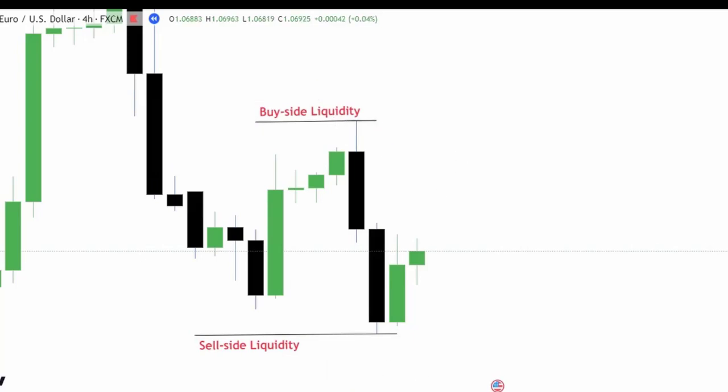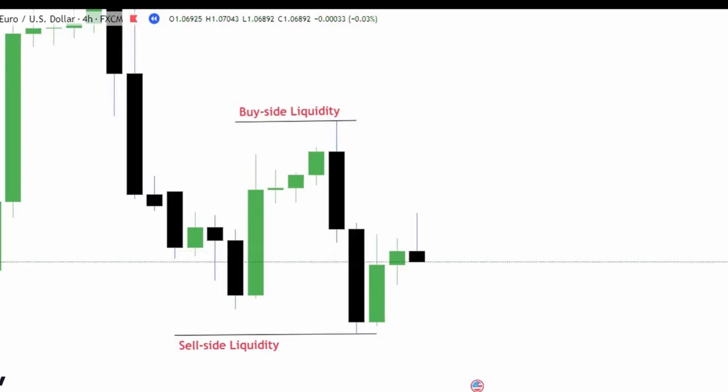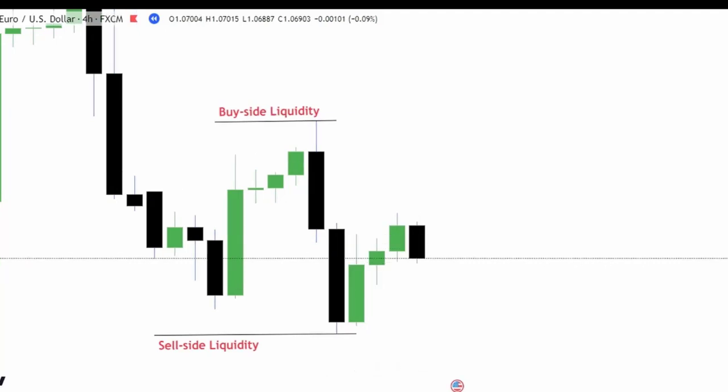If we continue playing again, you can easily see that we have another swing high here. Why? Because we have a high, a lower high to the right and a lower high to the left.